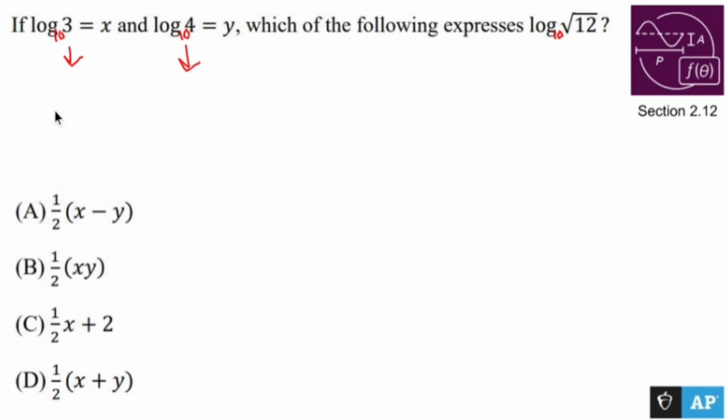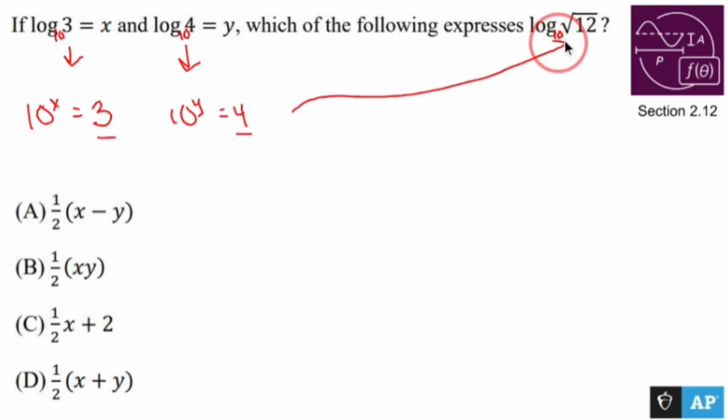But what I can do is rewrite this as 10 to the x equals 3, and I can write this as 10 to the y equals 4. Now, why am I doing that? Because it isolates 3 and it isolates 4 and gives me 3 and 4 on their own. So now I can plug it into here and see what happens. I want to find out what log base 10 of the square root of 12 is.